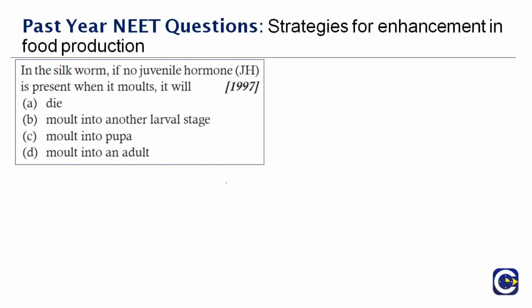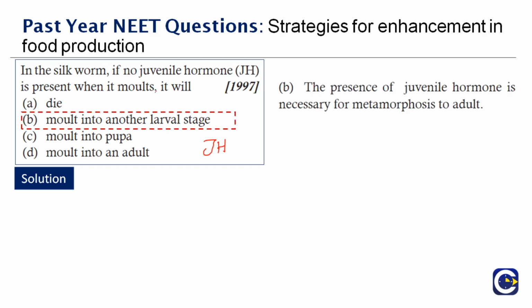In a silkworm, if no juvenile hormone is present when it molts, what will happen? Juvenile hormone is abbreviated as JH. If you don't have this hormone present in the molts, the molt will actually move into another larval stage. The presence of the juvenile hormone is necessary for metamorphosis. So when it is not there, it is going to molt into another larval stage. Okay, therefore the right answer to this question is option B.